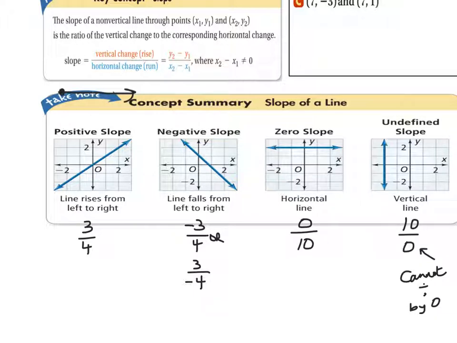So, below in your class kick, I want you to go through and identify what type of slope those lines are, whether it be positive, negative, 0, or undefined. Okay? So make sure you complete that and should be good to go with slope.